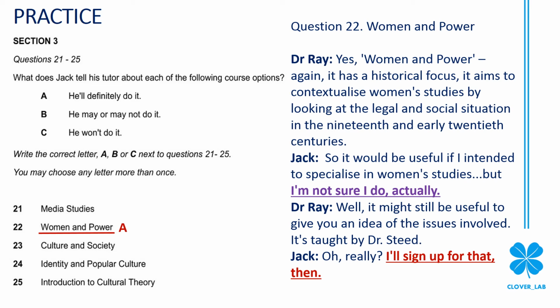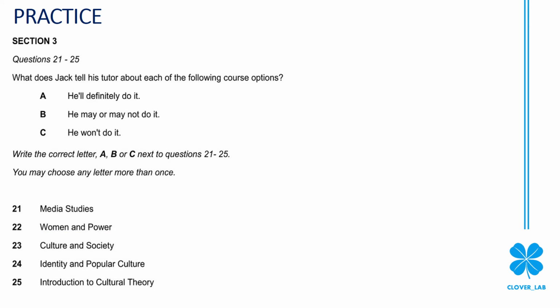Next is question 23. What about the option on culture and society? That addresses the historical debate on the place of culture since the Industrial Revolution in Britain. So, a historical focus again. Do I get the message you're not so keen on history? Well, it's just that we seem to have done quite a lot this semester. Anyway, I'll think about that one.